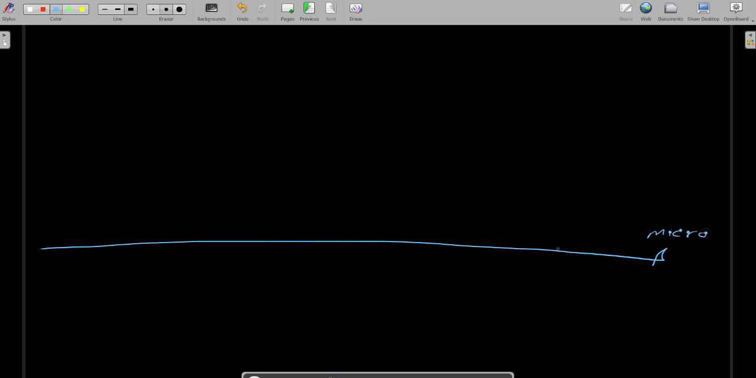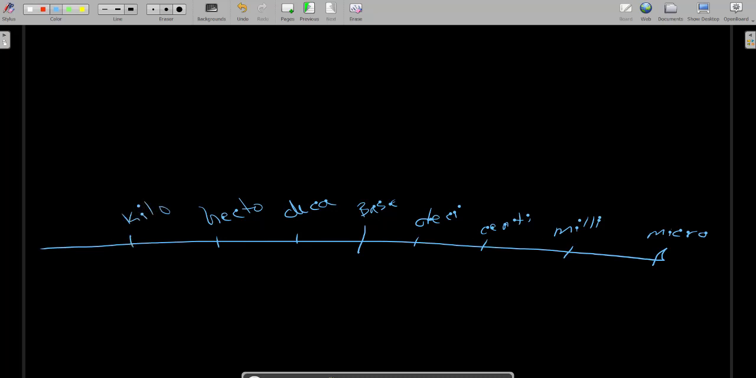So as I indicated, we have micro, milli, centi, deci, base, deca, hecto, kilo. Okay, so if I were going, and again, let's just quickly label.